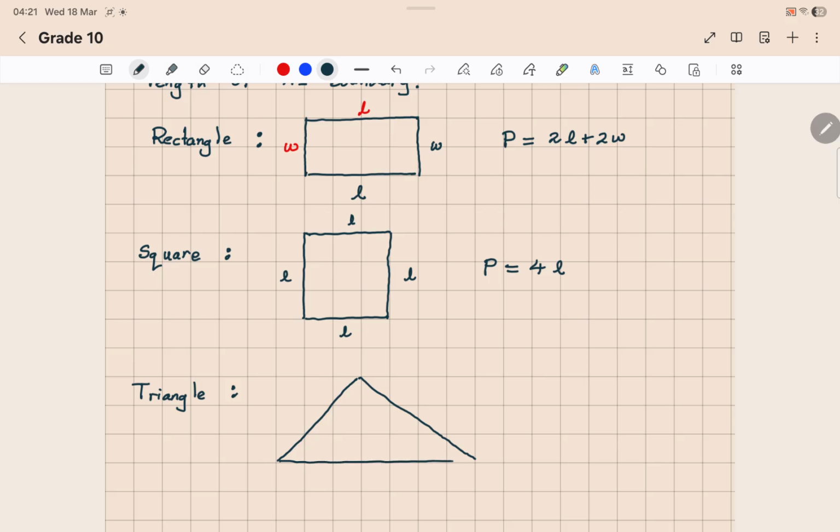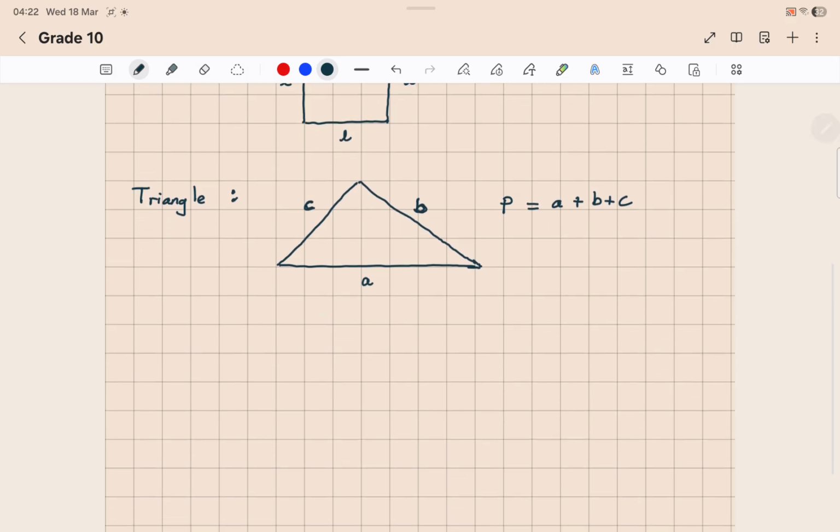So triangle has 3 sides. So 3 lengths. Some of these lengths can be the same, right? But we'll take it as different lengths and just write the formula. So you just need to add the 3 lengths. This side length is A, this side length is B, this side length is C. So just add them together. So you have that. Then the other shape that you already know is circle.